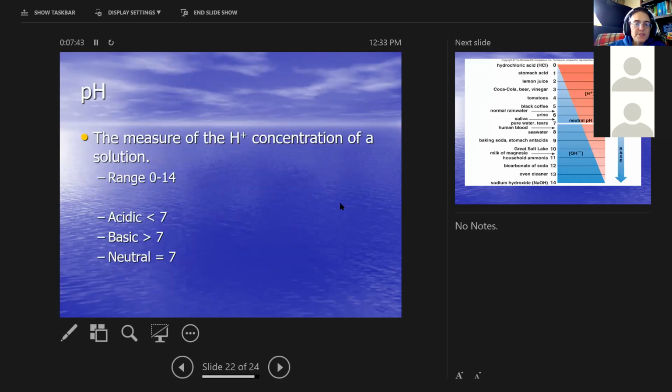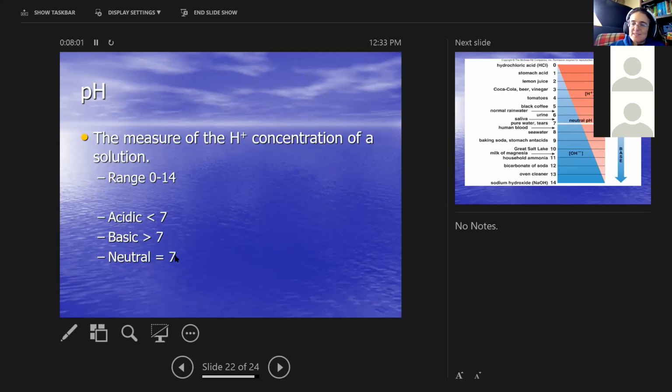There we are. The range goes from 0 to 14. It's a logarithmic thing. We're not going to get into the math of calculating that. Anywhere you work, if you work in a lab, you're going to have a pH meter. It's just going to give you a reading. So acidic is less than 7. Basic is greater than 7.